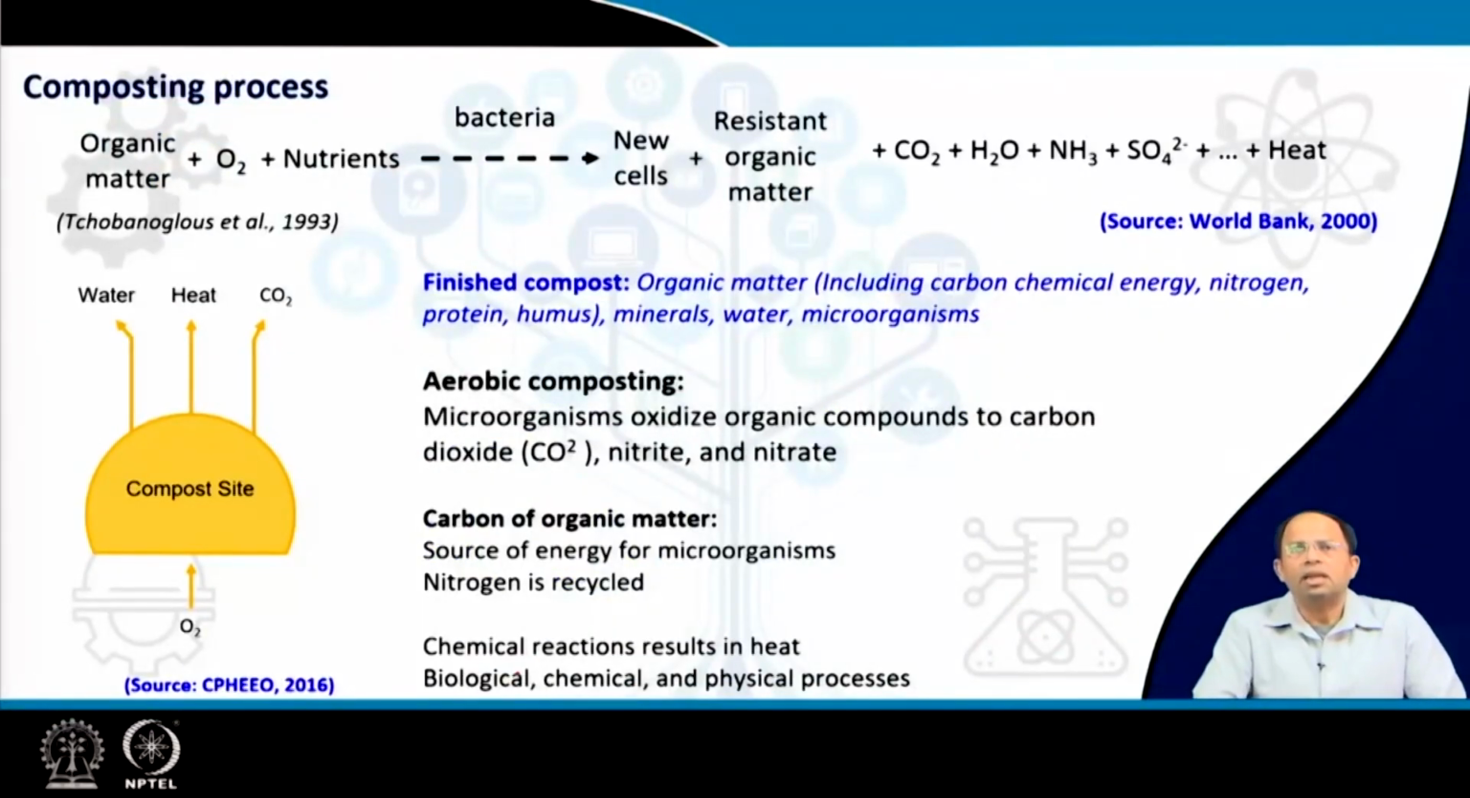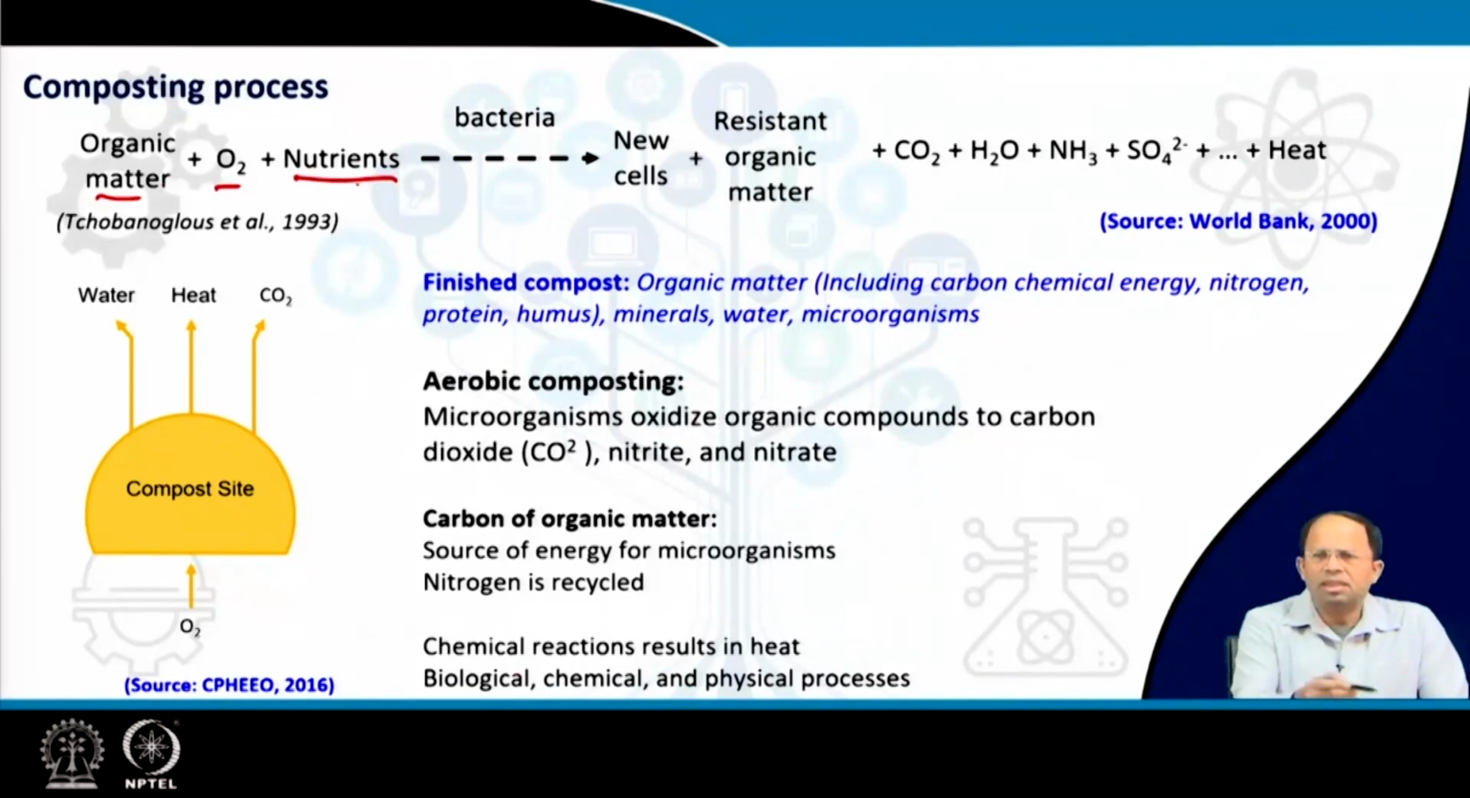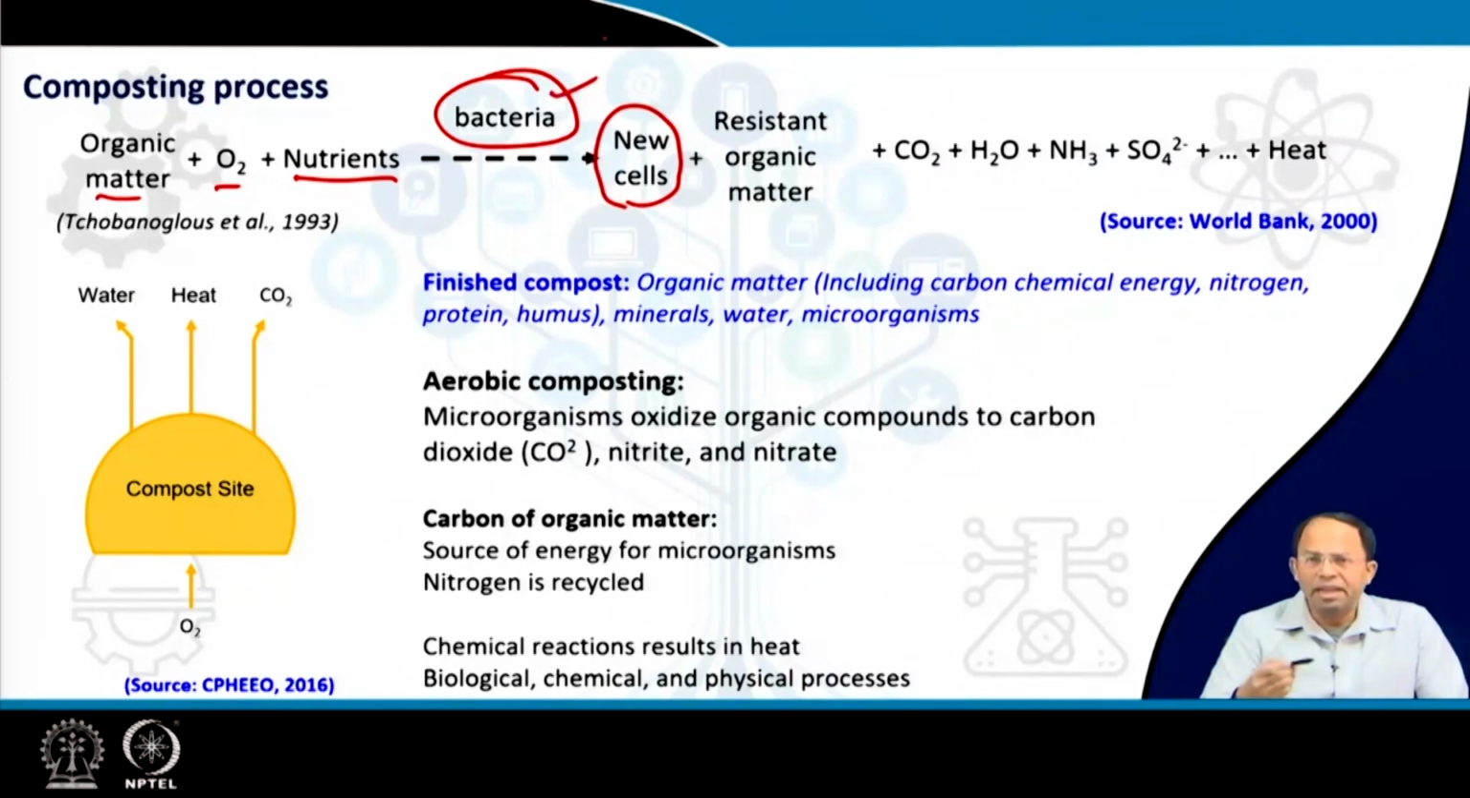So here you can see the composting process. We have organic matter, oxygen is required, it's an aerobic process, and some amount of nutrients could also be added. And then we have the microorganisms or bacteria which act upon this organic matter. This results in new cells or new bacteria, because bacteria reproduce, they eat the food which is carbon from the organic matter, then new bacterial cells are formed, and we break down the compost into smaller particles, but these are resistant organic matter.